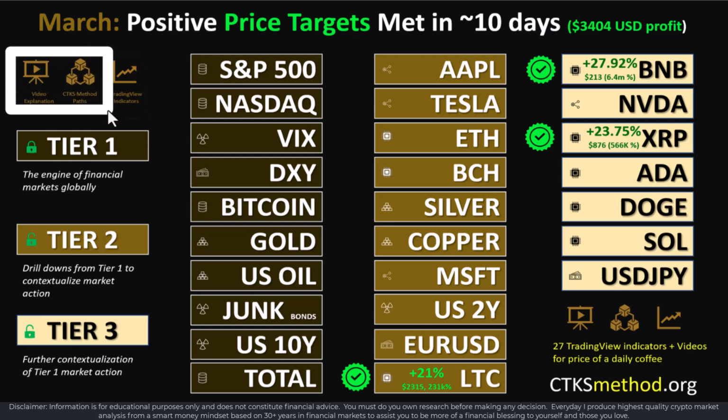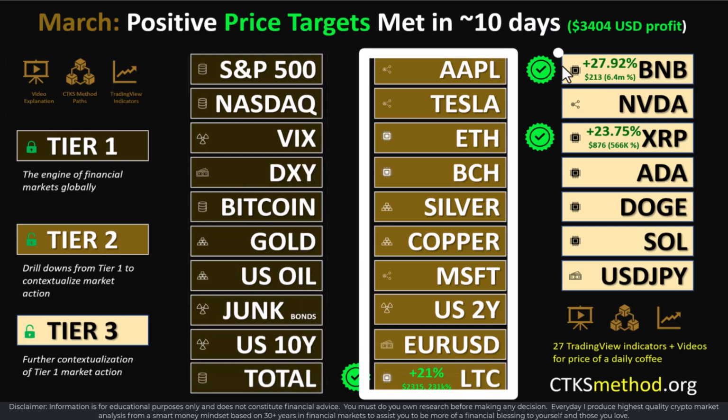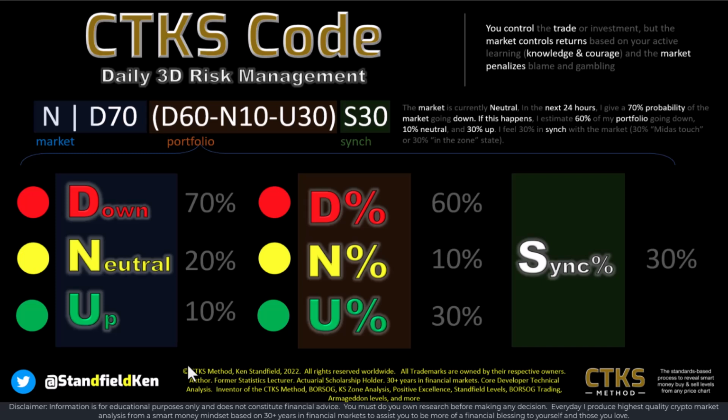Inside the video, I go through the CTKS method paths on all of the Tier 1, Tier 2 and Tier 3 charts. Having your three-dimensional risk management and your CTKS method paths playing out at all times is just like money in the bank. You will be prepared if the price goes down, it goes neutral, or it goes up. Because remember, price is always moving in a wave-based function. It's always going up and down. This is the way the price moves.